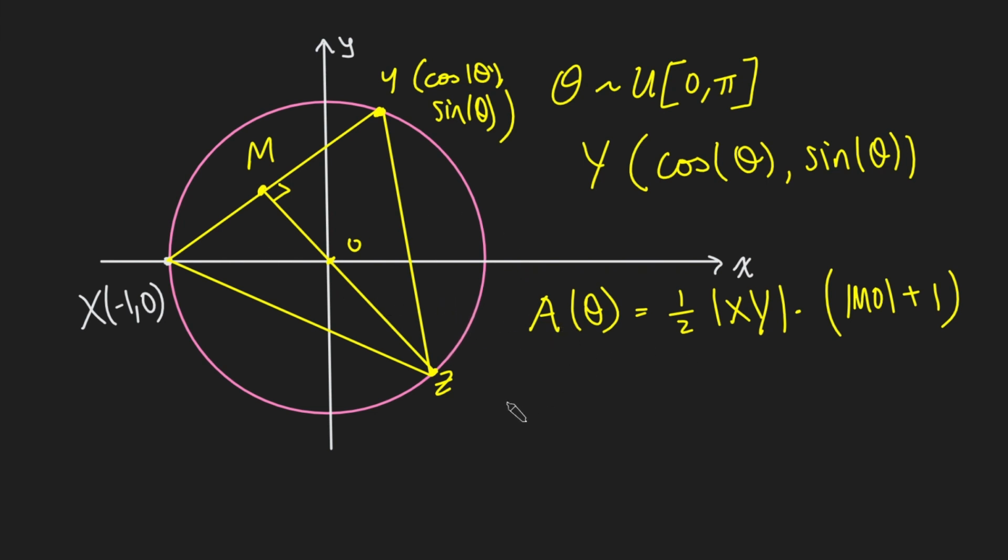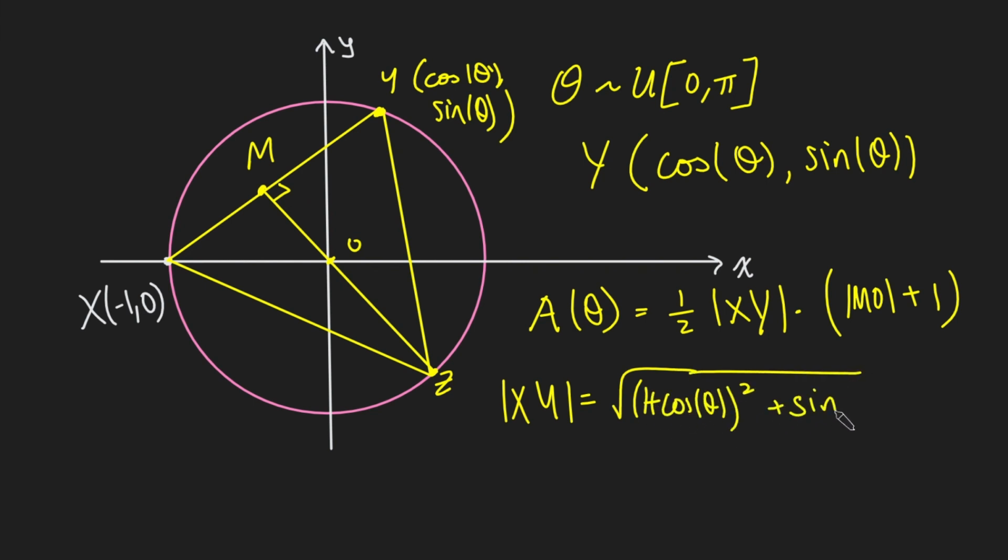So let's look at xy. Well, xy here is just, if you use the distance formula, the square root of (1 plus cos theta) squared plus the sine squared of theta. So it's the change in x squared plus the change in y squared, all square rooted, just from Pythagoras. And if we simplify this, this is just the square root of 1 plus 2 cos theta plus cos squared theta plus sine squared theta. But of course, cos squared theta plus sine squared theta is 1. So all in all, this is just going to be the square root of 2 plus 2 cos of theta, like so.